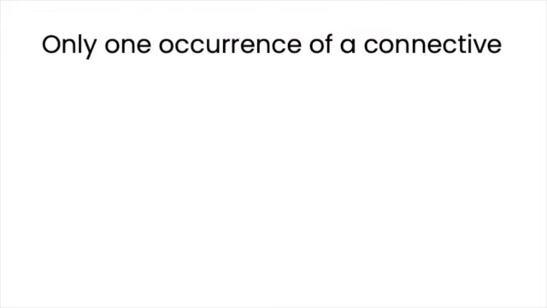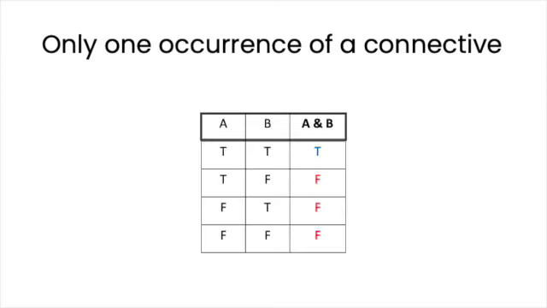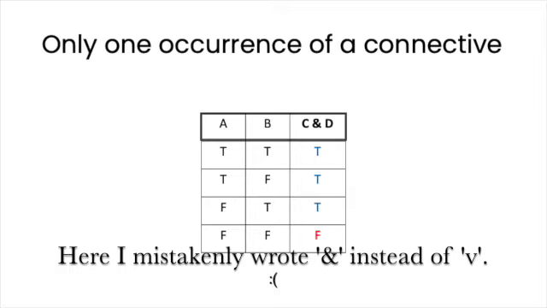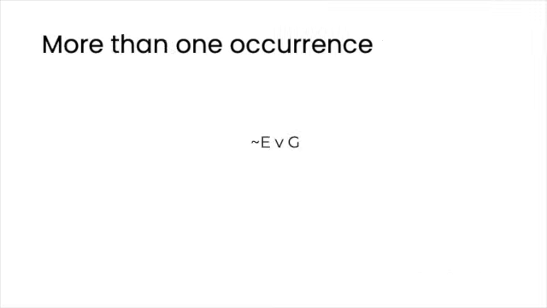Building a truth table for a sentence that only has one occurrence of a connective is very easy. You simply copy the truth table for the connective and substitute the variables for your sentence letters. For instance, a simple conjunction like A ampersand B gets assigned this pattern, which you already know, whereas a simple disjunction like C, V, D gets assigned this pattern that you're also familiar with. But what happens when a sentence contains 2 or more occurrences of connectives, as in this one?